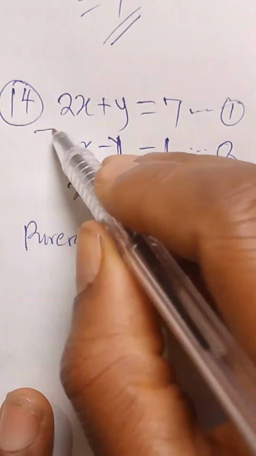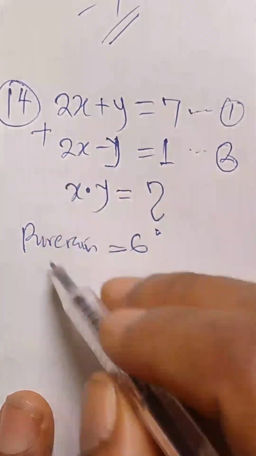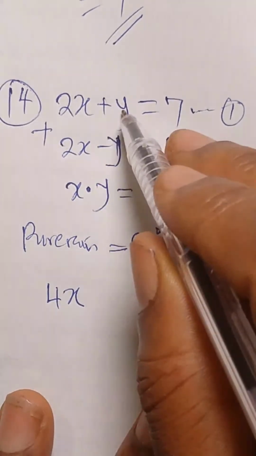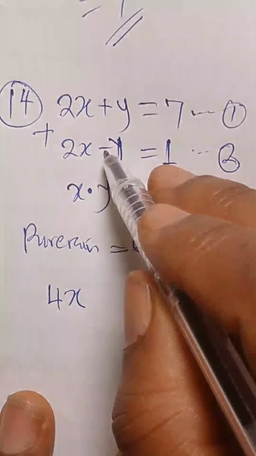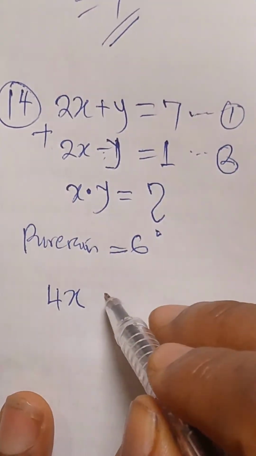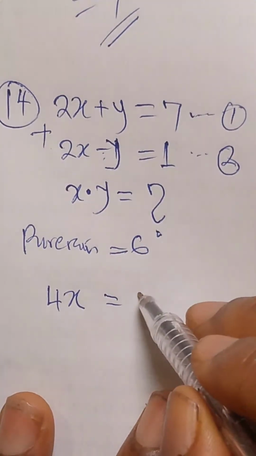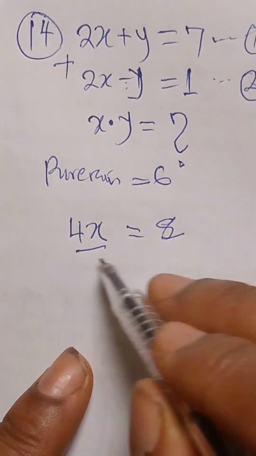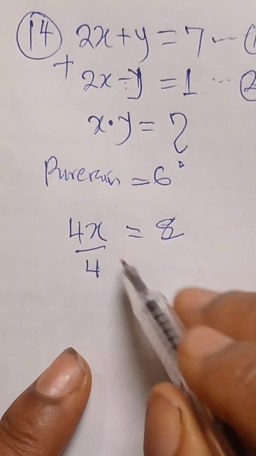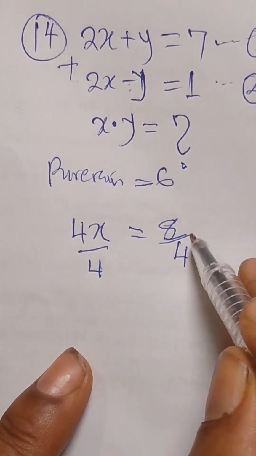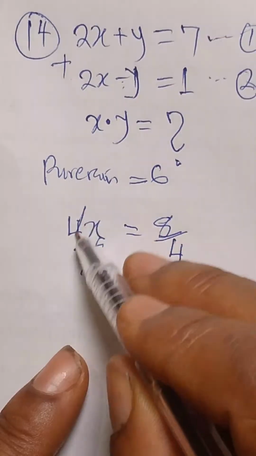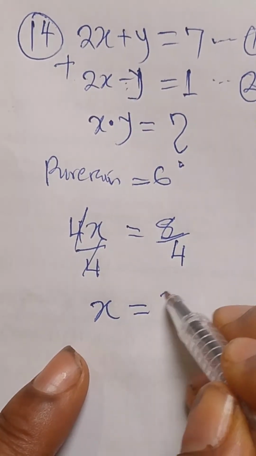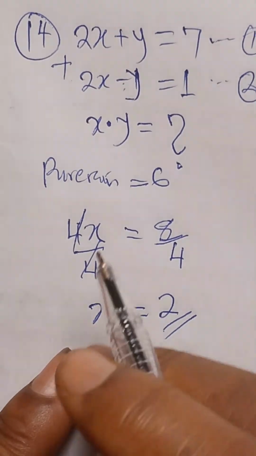You can just add: 2x plus 2x will give us 4x, plus y plus minus y, so y minus y will give us 0, and 7 plus 1 will give us 8. We divide both sides by 4. If I want to make x stand on its own, divide by 4. 4 will cancel 4. We'll have x is equal to 8 divided by 4, which gives us 2. So our x is 2.